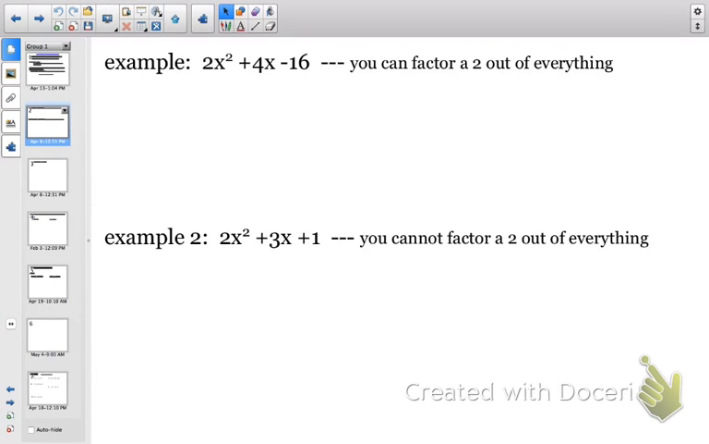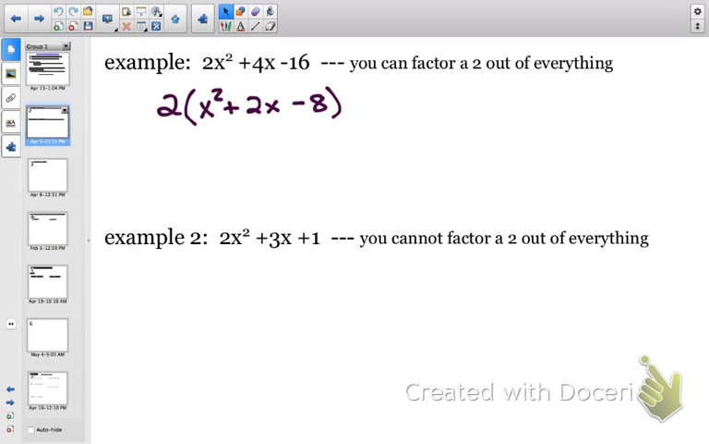Hi everybody, this is the video for topic 5, factoring when your leading coefficient is not equal to 1. If we look at the first example, we can see that there is a GCF that we can take out, and that GCF is 2, so we can factor a 2 out of everything. Just like in topic 1, we're going to see 2 times what gives us 2x squared, 2 times what is 4x, 2 times what is negative 16. So we already know how to factor out a GCF.